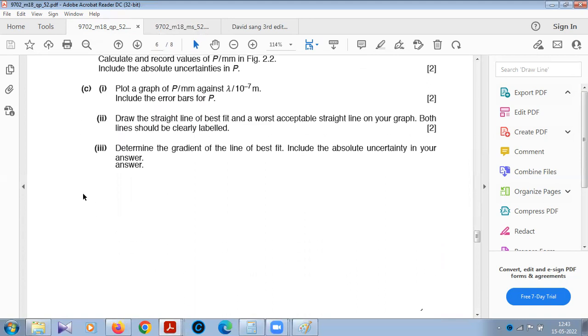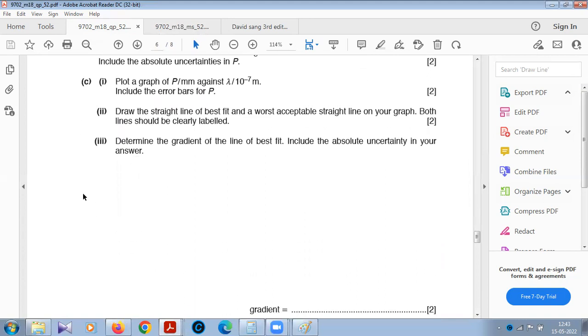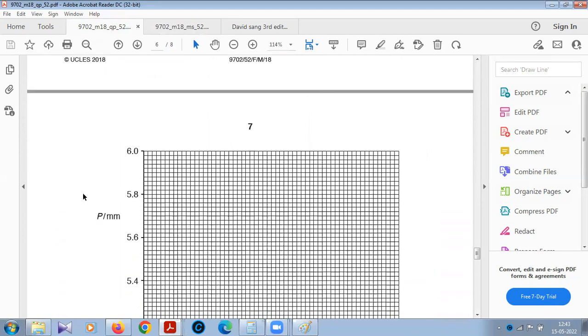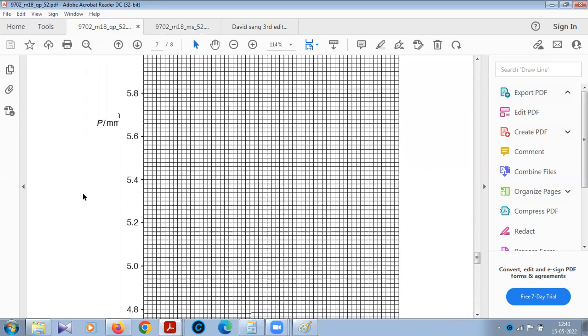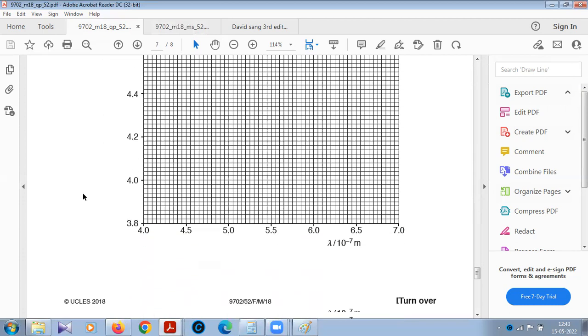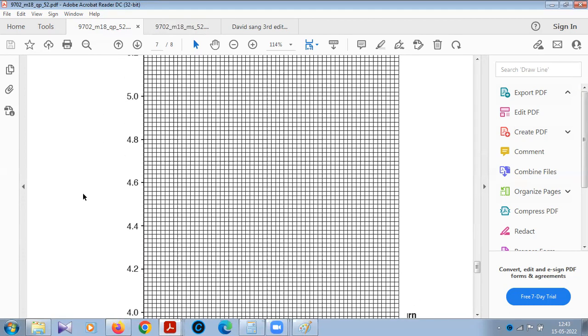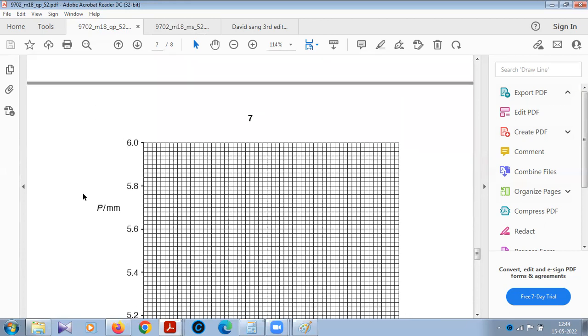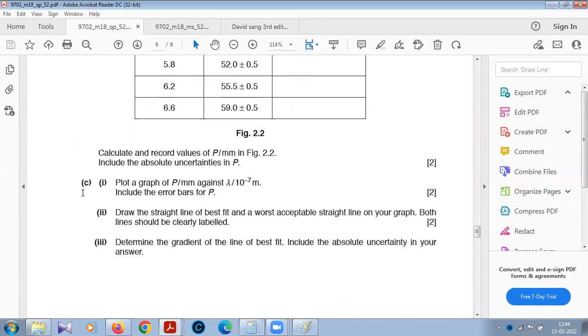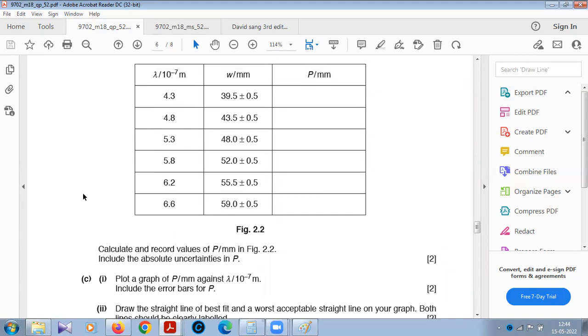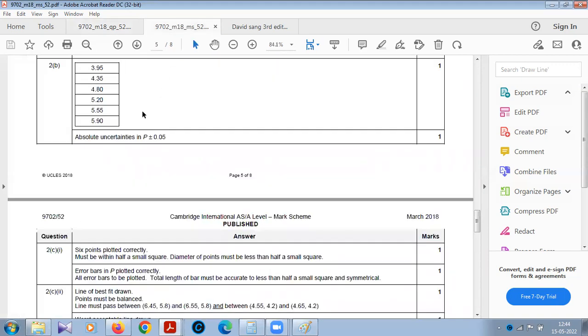And then, plot a graph of P against lambda and include the error bars. So you have to plot the graph. Paper will be given to you in the question itself. You can see here P versus lambda, 6 different points. You'll have to plot it, and in that you have to plot the error bars. Say the first point you are plotting 3.95. So you plot 3.95, 4.35, 4.80 like that, 6 different points.